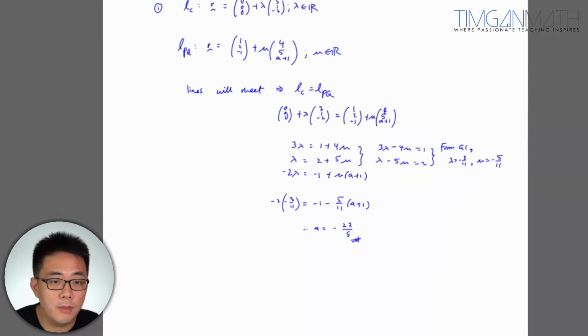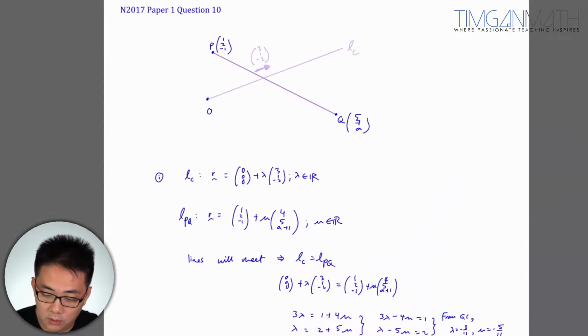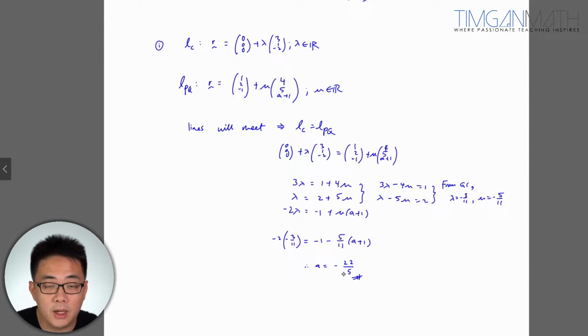So let's look at the subsequent part. To ensure that the cables do not meet, so you don't want them to meet, you want them to skew, right? So when it's meeting, A is minus 22/5. But in order for it to be not meeting, you can use any other A value. So A equals -3 is being used.